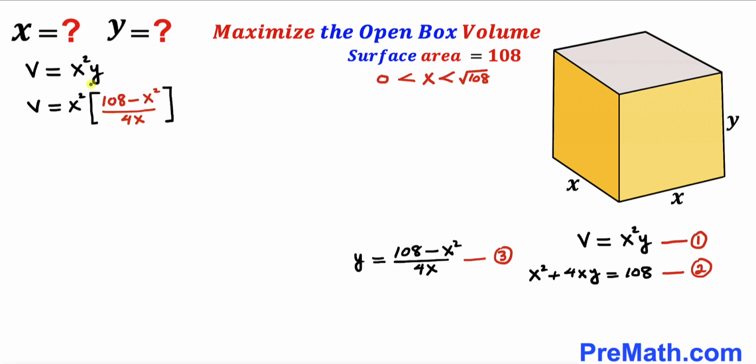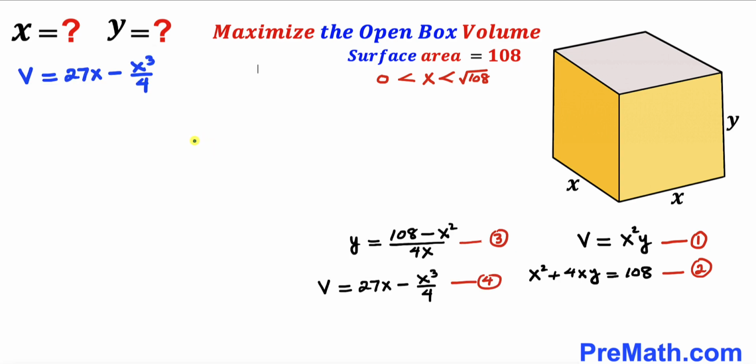And now we are going to multiply and simplify the right hand side. So the volume V turns out to be equal to 27x minus x to the power 3 divided by 4. I'm going to label this one as our equation number 4. So thus the volume of this three-dimensional box turns out to be equal to 27x minus x to the power 3 divided by 4.